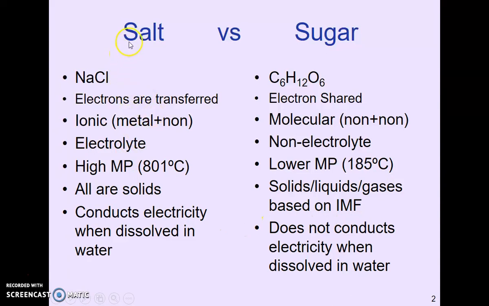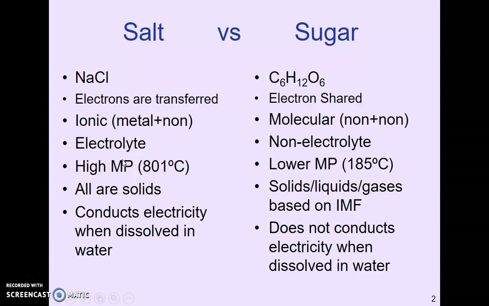So ionic compounds are electrolytes. That means when you put them in water, they dissociate. And that allows them to conduct electricity, which we discussed in the last review session. Covalent compounds are non-electrolytes. The atoms do not dissociate in water. They stay together, so as a result, there's no conductivity when you put a covalent compound in water.